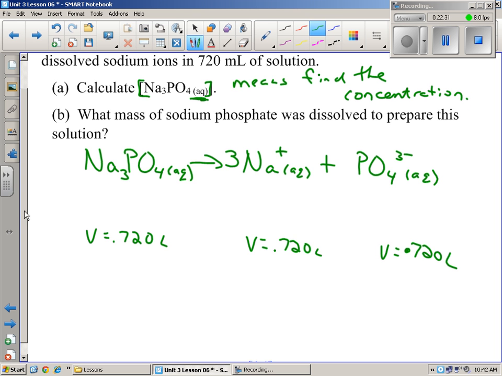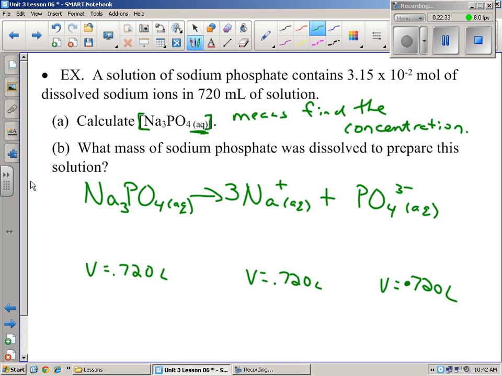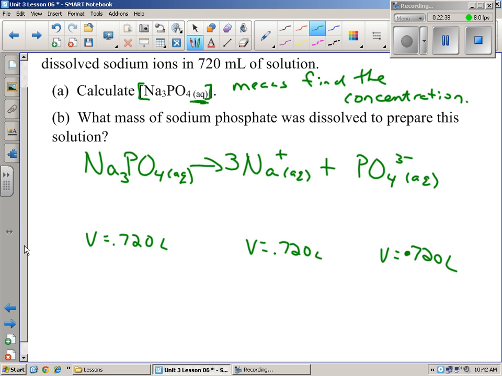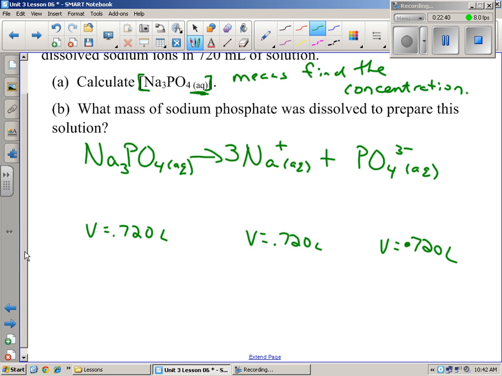The other thing it told you here was this. We have 3.15 times 10 to the negative 2 moles of dissolved sodium ions. Where should I put that number? Left, middle, or right? What do you think? Paige? Not quite. Dissolved sodium ions. Left, middle, or right? It only gives you one other option now. Katie? Middle. We're going to put it right here.